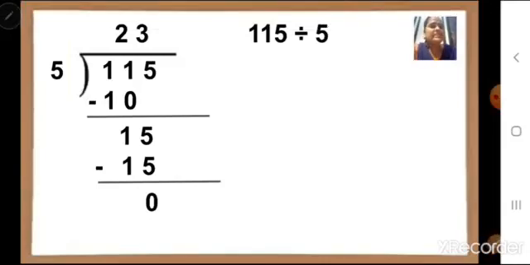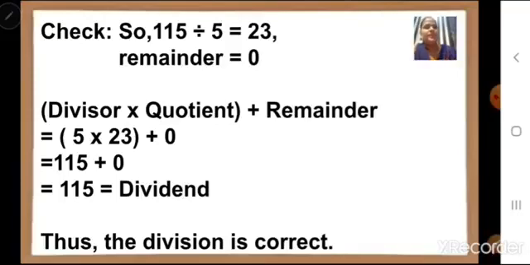Now the next step is to check whether our answer is correct or not. Whether this 23 that we have got is correct or not. How are we going to check? Yes, with the help of the formula, right? What is the formula? Dividend is equal to divisor into quotient plus remainder, right? So you will write the formula down here and then you will substitute the divisor, quotient and remainder.